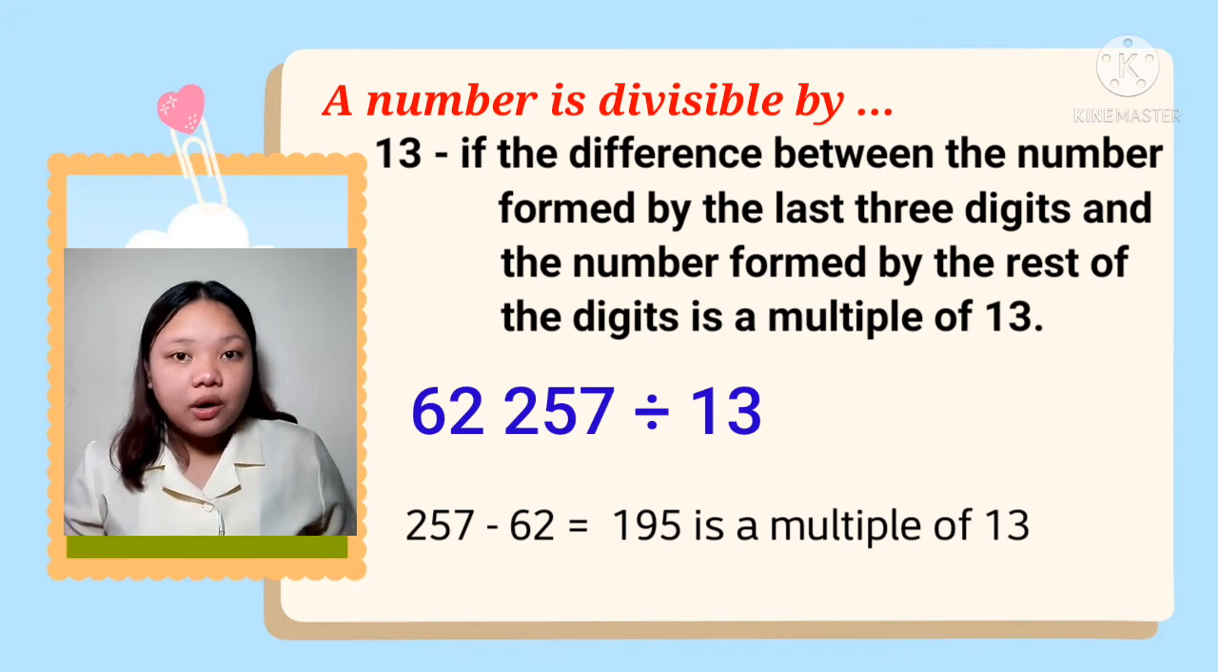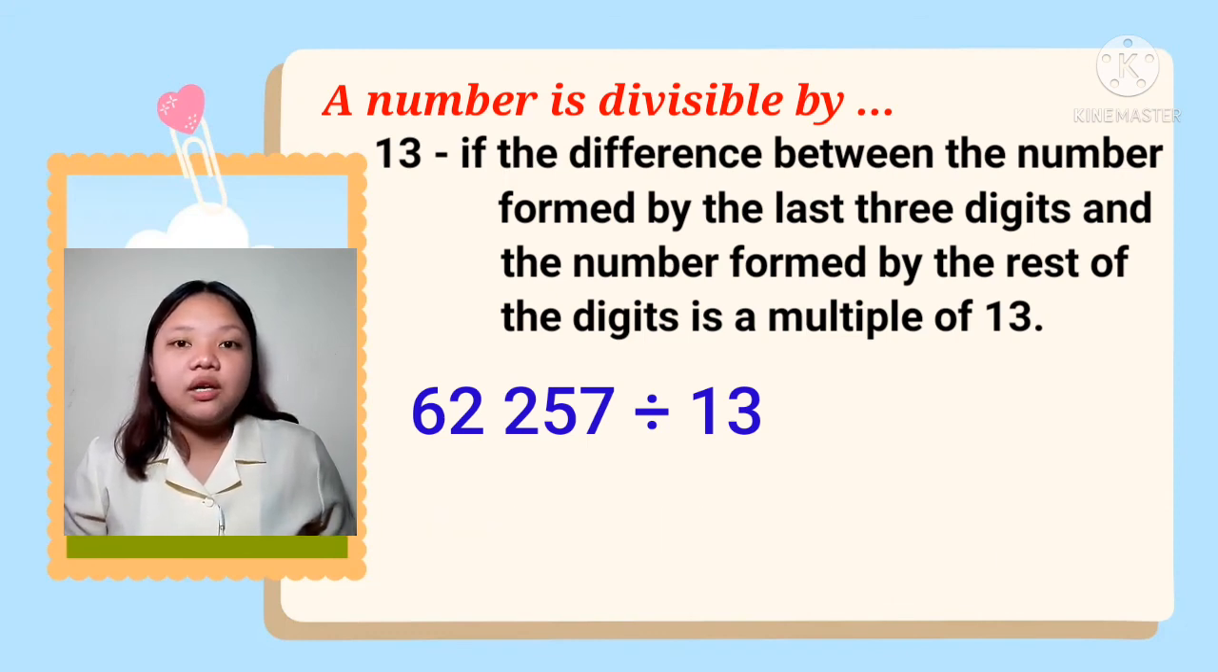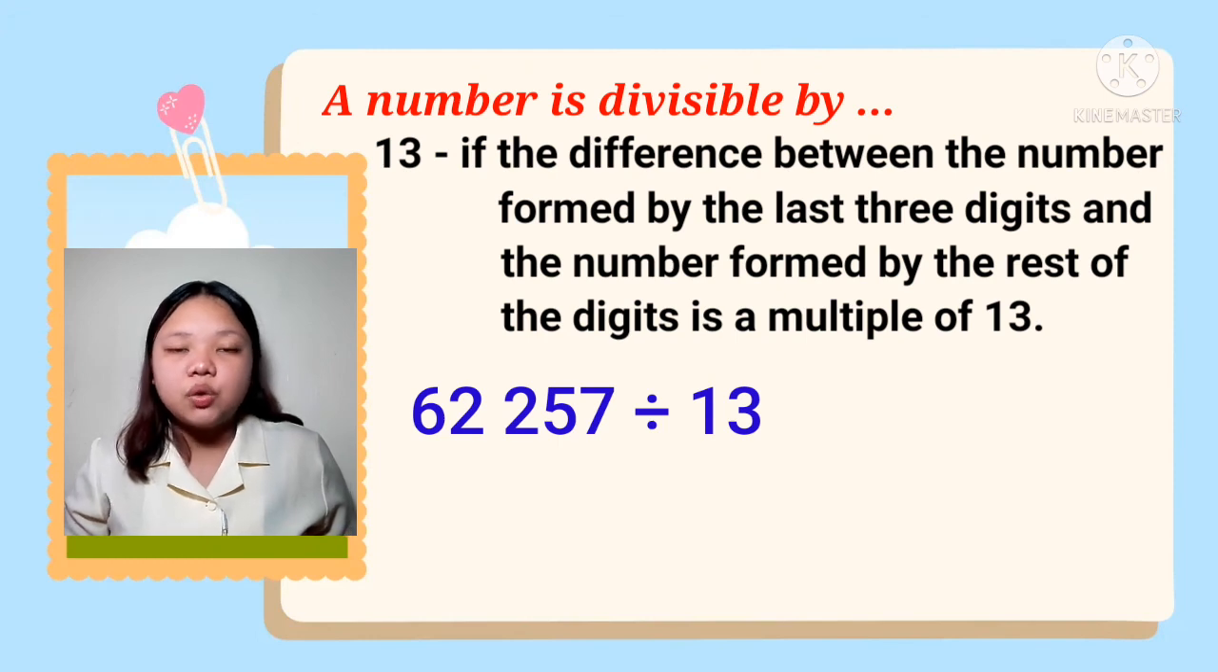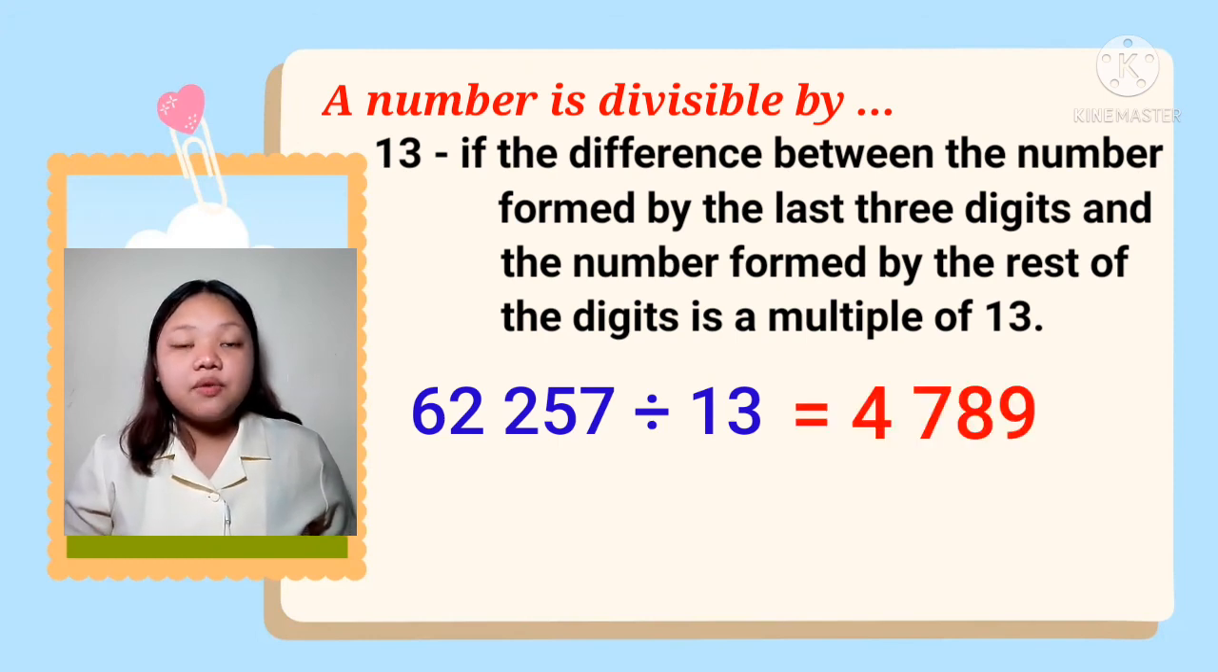So let us try if 62,257 is divisible by 13. So 62,257 divided by 13, and we will get a quotient of 4,789 without a remainder. Therefore, it is divisible by 13.